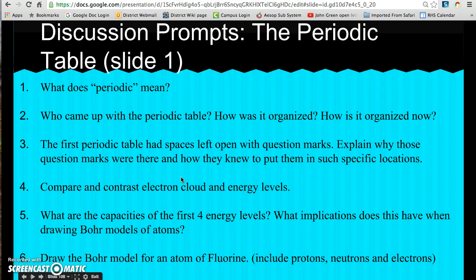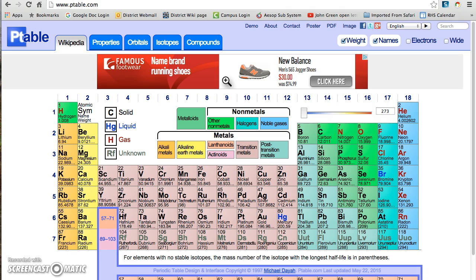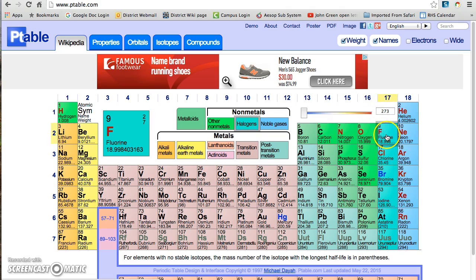Number 6, draw the Bohr model for an atom of fluorine. Include protons, neutrons, and electrons. So the first thing we need to do for this is figure out how many protons, neutrons, and electrons an atom of fluorine has. So if we go to our periodic table, fluorine is over here on the right-hand side, number 9. So since it is number 9, that's its atomic number, which we know represents the number of protons.